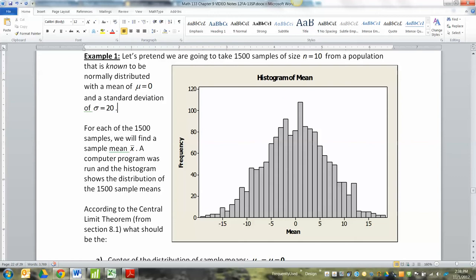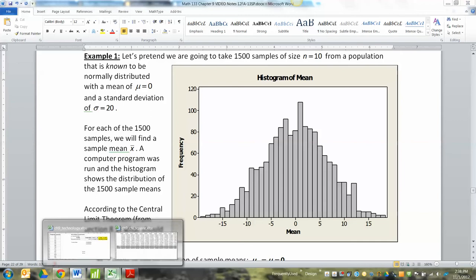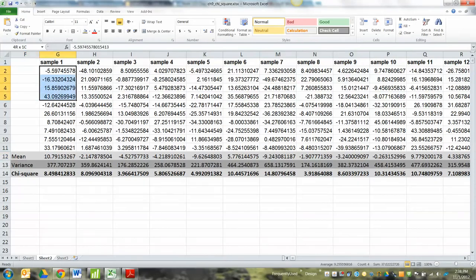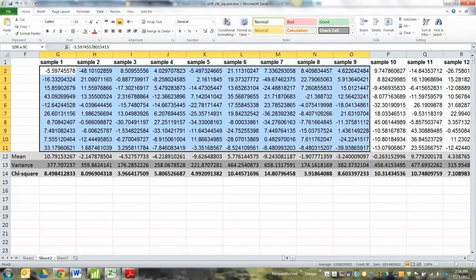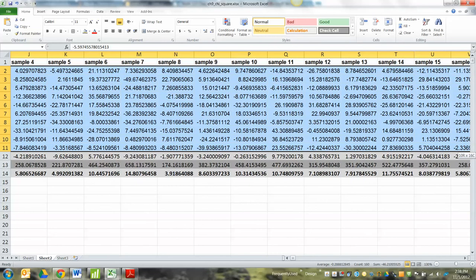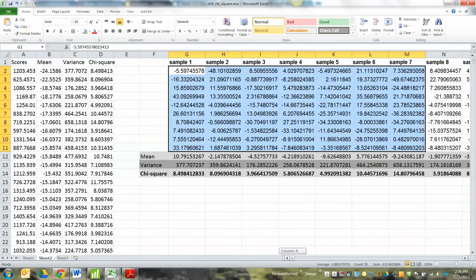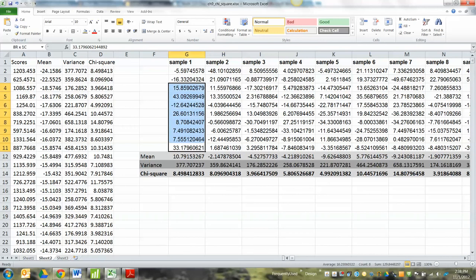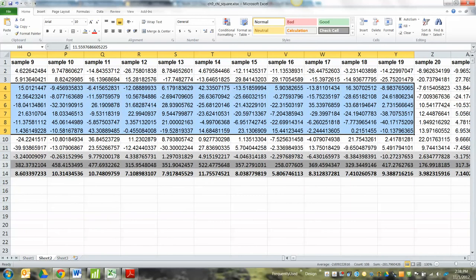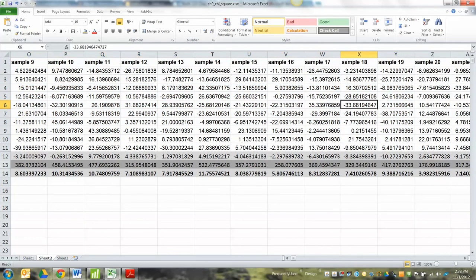The individual scores, if I took all of these individual scores, right, 1,500 times 10, so 15,000 scores, if I looked at all of those and made a histogram, then they'd be going out to 40 and negative 40 and, you know, 50 and negative 50, all that stuff, because the standard deviation on these ones is 20. Right? But see, look, there's a score at 35, there's a score at 33, there's a score at 25, and so on. Okay?